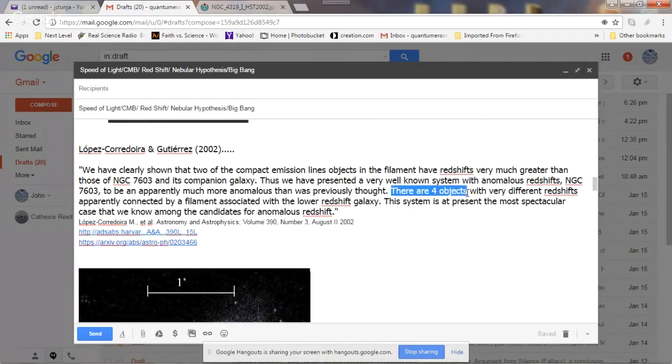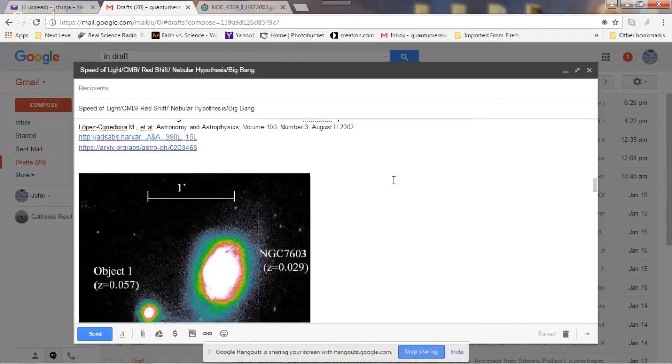There are 4 objects. Actually, there's 5. We'll get to that here in a minute. There are 4 objects with very different redshifts, apparently connected by a filament associated with a lower redshift galaxy. This system is at present the most spectacular case that we know among the candidates for anomalous redshifts.